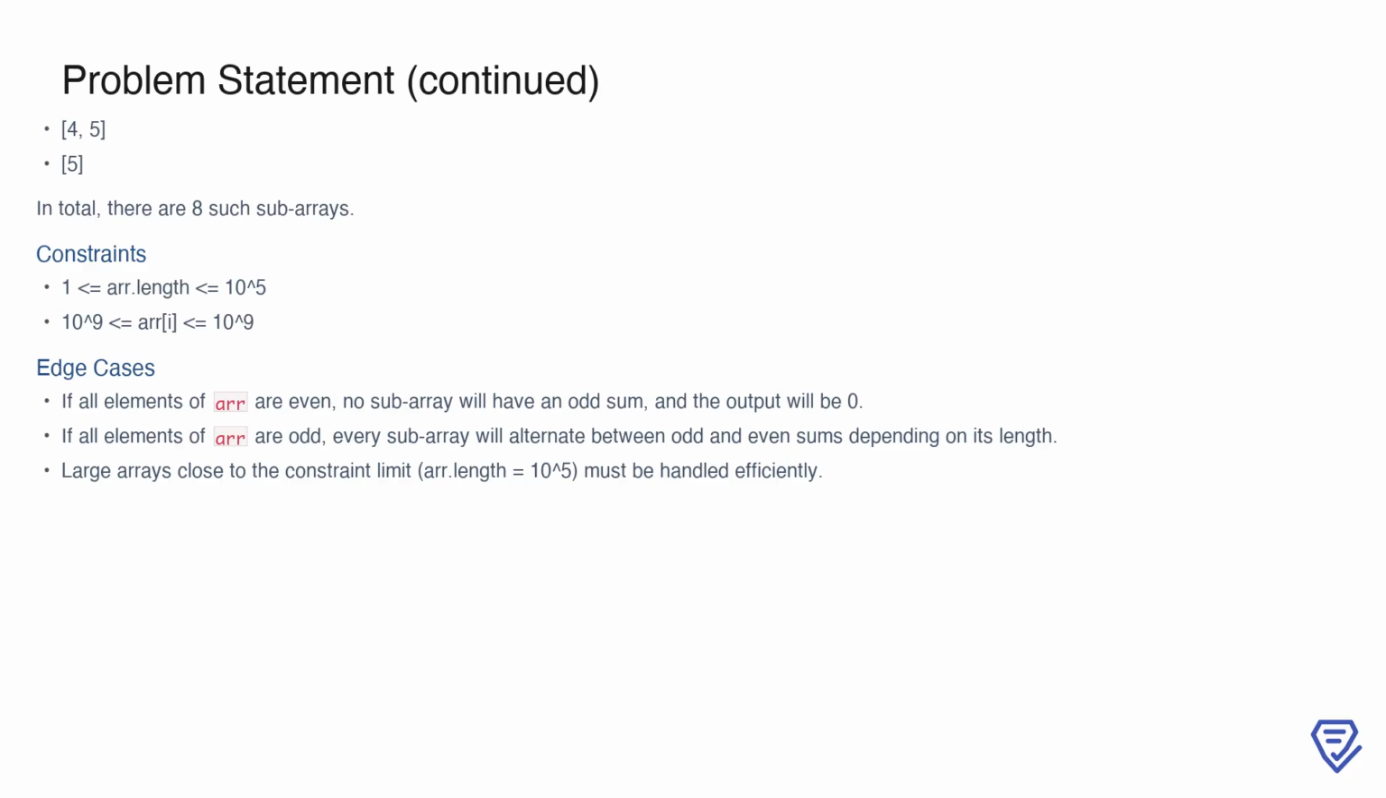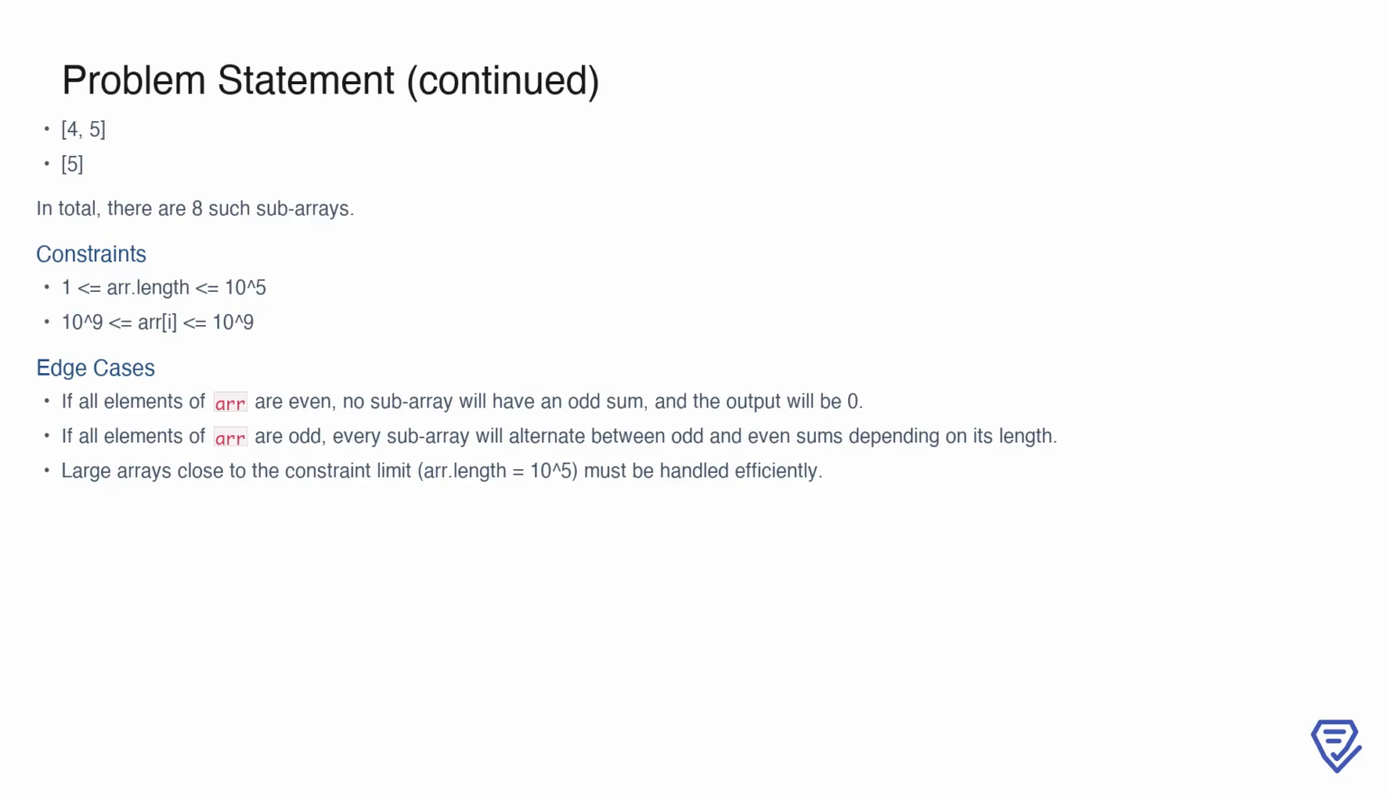Finally, in the third example, the input array is 1, 2, 3, 4, 5. The subarrays with odd sums include 1, 1, 2, 3, 1, 2, 3, 4, 5, 2, 3, 3, 3, 4, 5, 4, 5, and 5. When we count all of these, we find that there are 8 subarrays with odd sums in total. This gives us the output of 8.